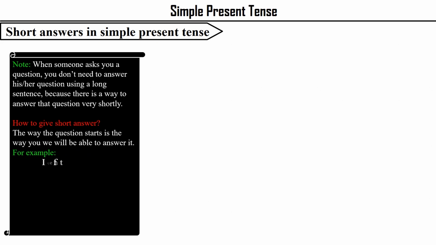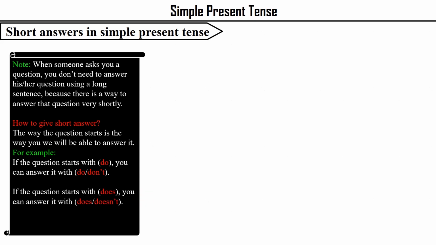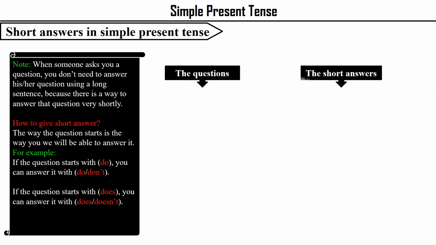For example, if the question starts with do, you can answer it with do. If your answer is positive, you say, yes, I do. If your answer is negative, you can say, I don't, or you don't. If the question starts with does, you can answer it with does or doesn't. Okay, let's look at some more examples: the questions and the short answers.